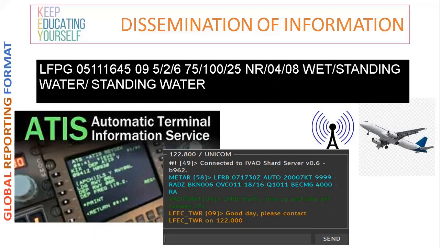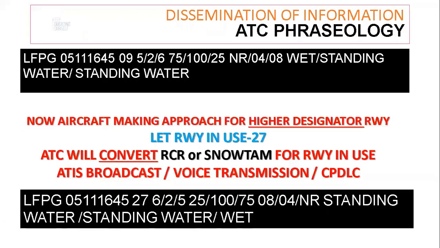Next, suppose the runway in use is 09, no issue at all. He will listen to it, enter all his details into his system, and make an approach for runway 09 and take off from runway 09. Suppose in between the runway changes to runway 27. We have a runway condition report or SNOWTAM issued for runway 09. We will always get it for runway 09, but for ATC the whole scenario will change.